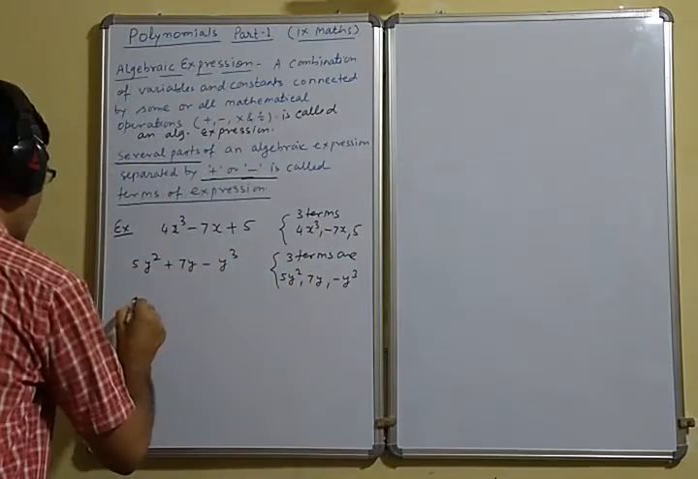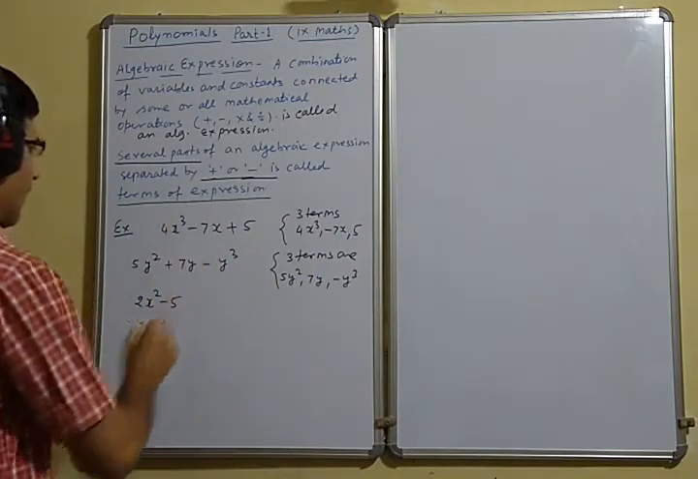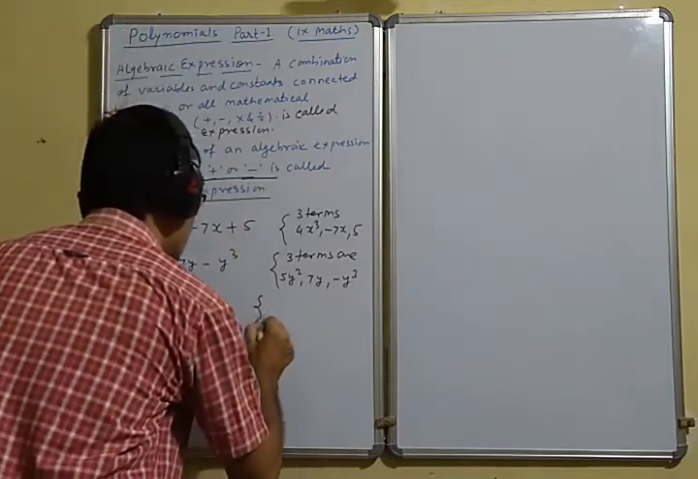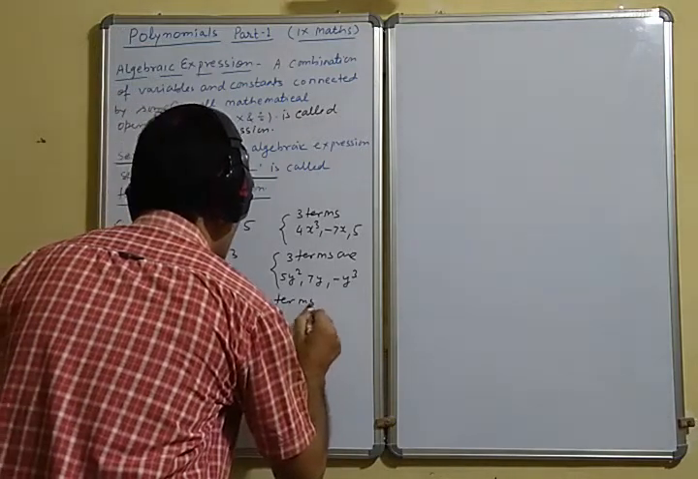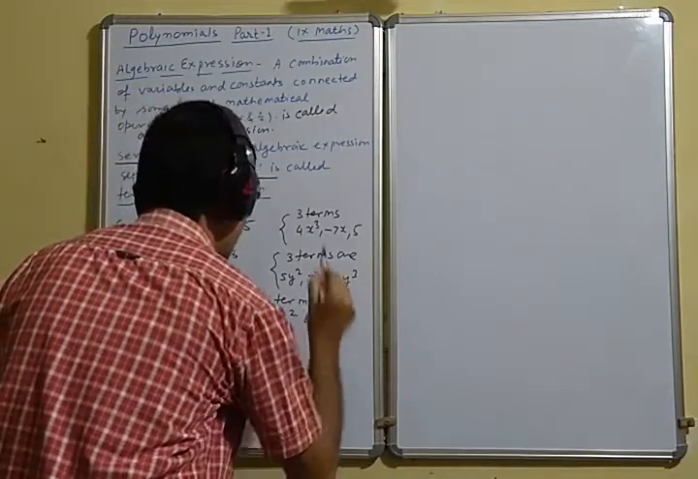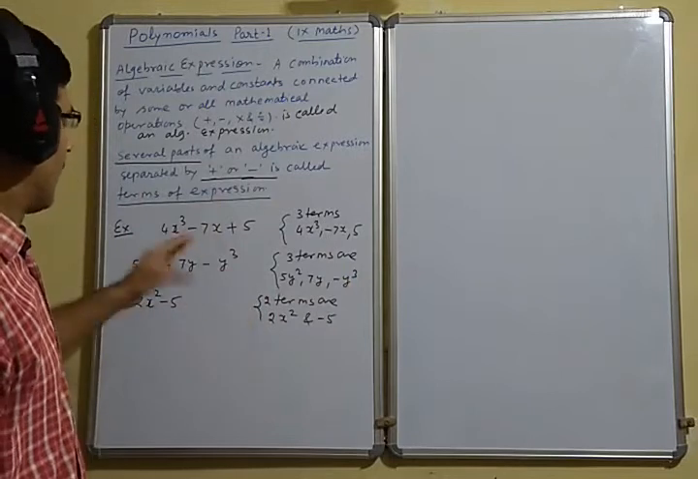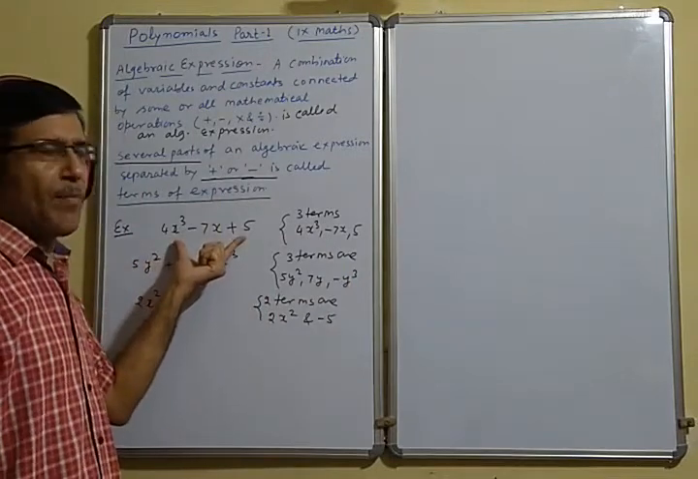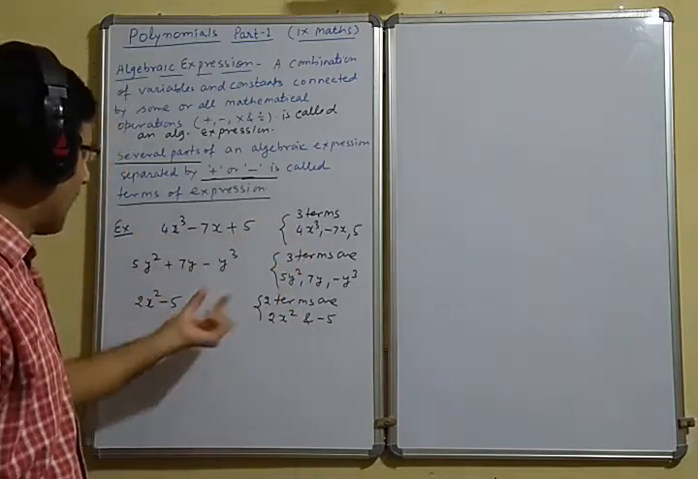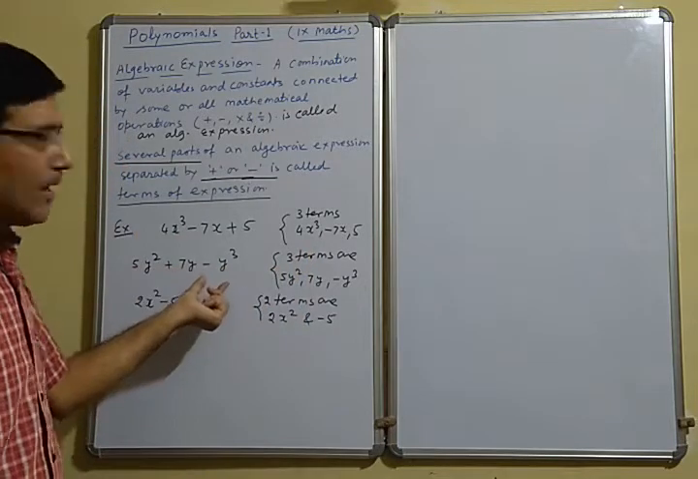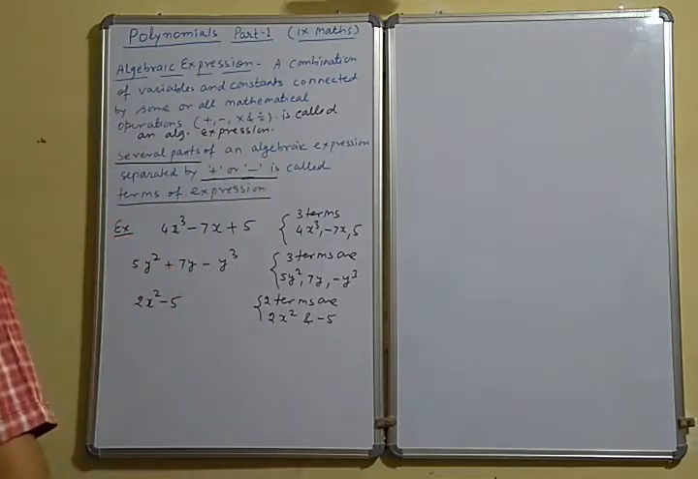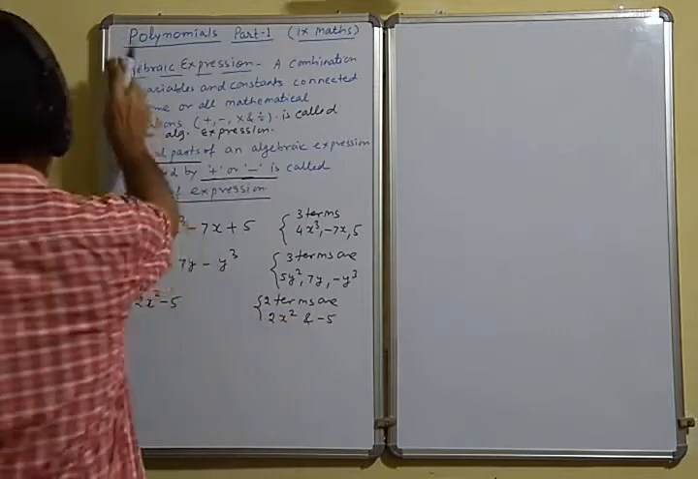Take another example: 2x square minus 5. How many terms are there? Here it has 2 terms only: 2x square and minus 5. So this is an algebraic expression, and the several parts of an algebraic expression separated by plus or minus are called terms of the expression.